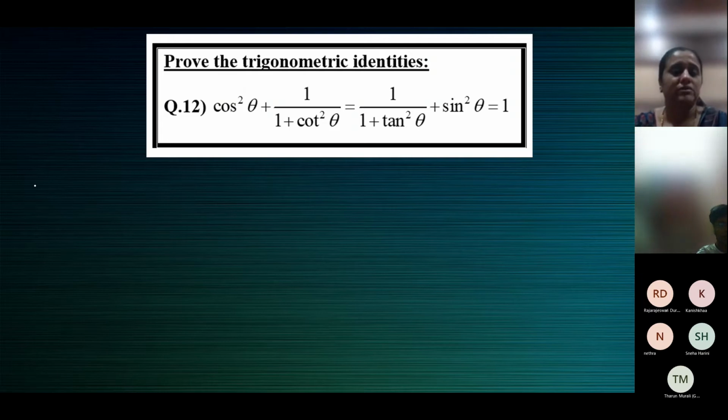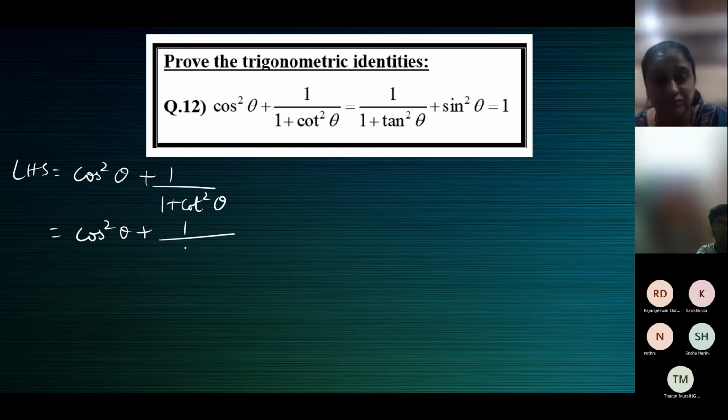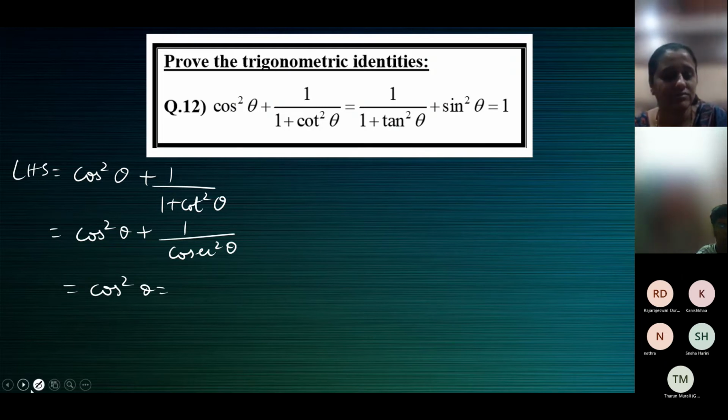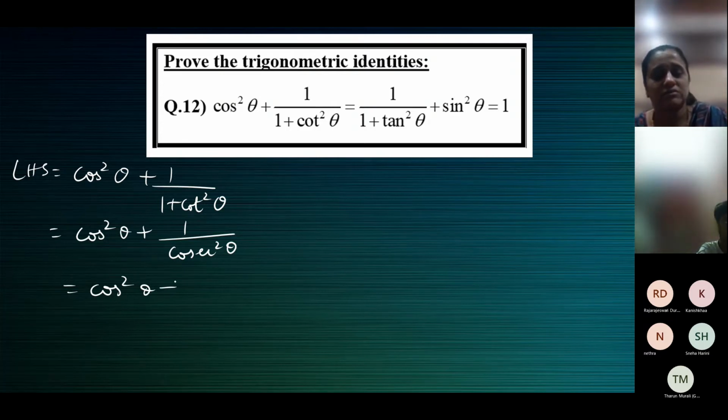Yeah. So now what is cos squared theta plus 1? We'll take up only one part. What is 1 plus cos squared theta? Quickly. Cosecant squared theta. And what is 1 by cosecant squared theta? Reciprocal ratios. Sin theta.